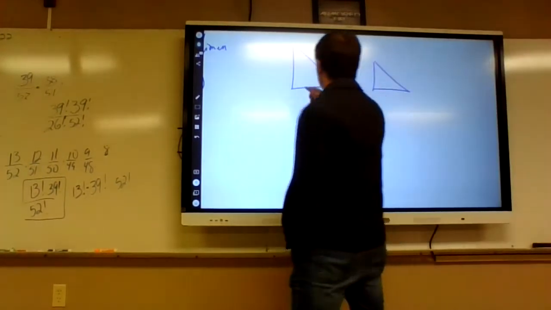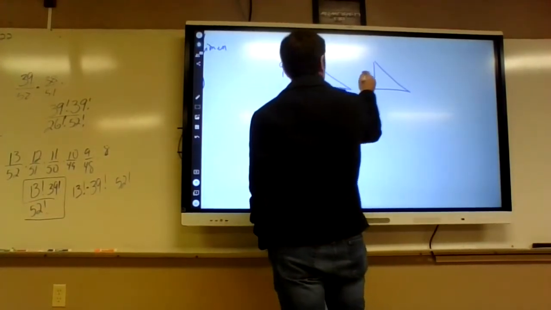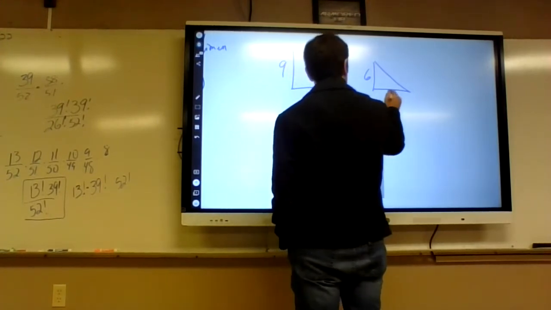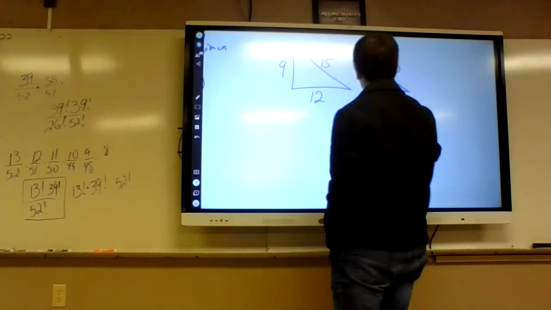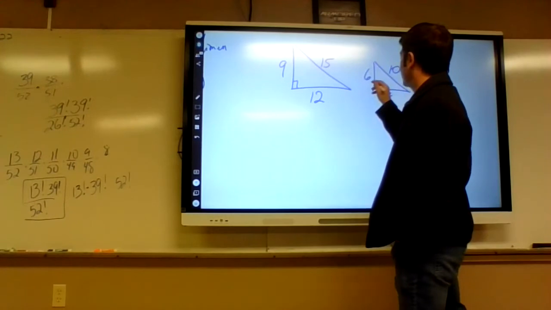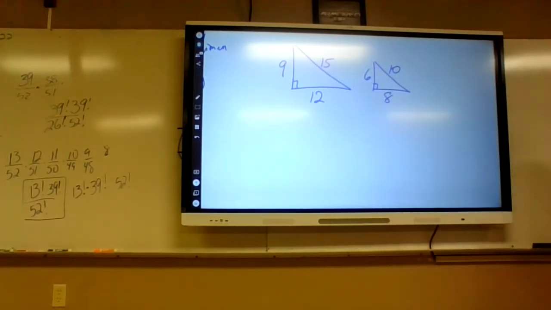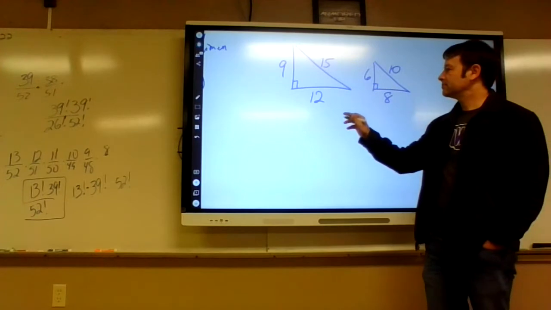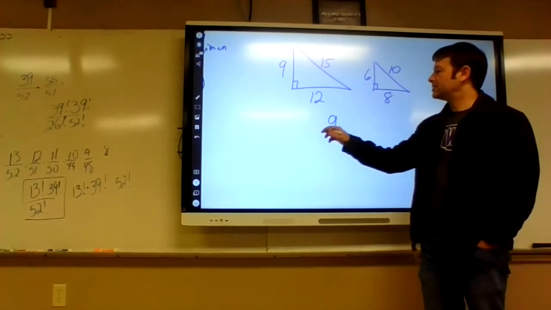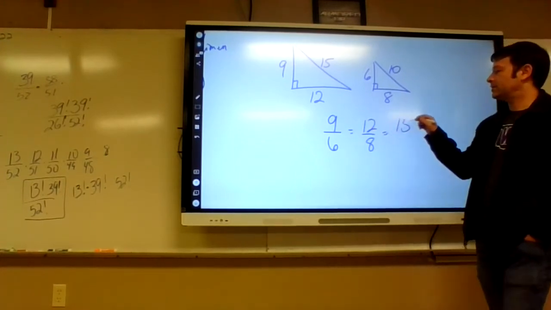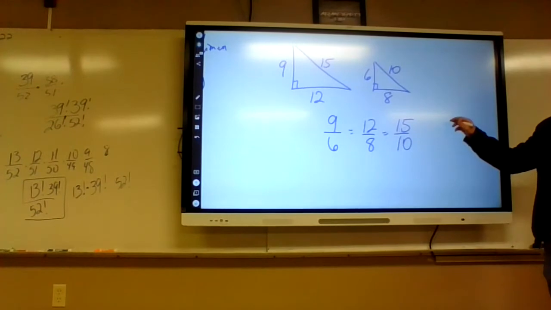Okay, let's say that this is 9 and 6 and 12, and 12 and 8 and 15 and 10. Let's say these are right triangles. How would I check to see if these triangles are similar? See if they reduce to the same ratio, which they do. Right, does 9 over 6 equal 12 over 8 equal 15 over 10? 3 over 2. Yeah, they all reduce to 3 over 2.